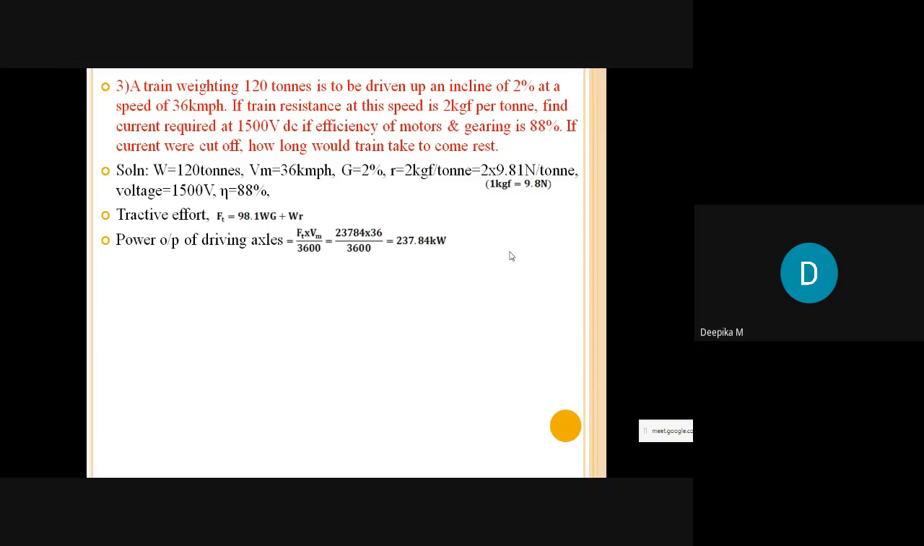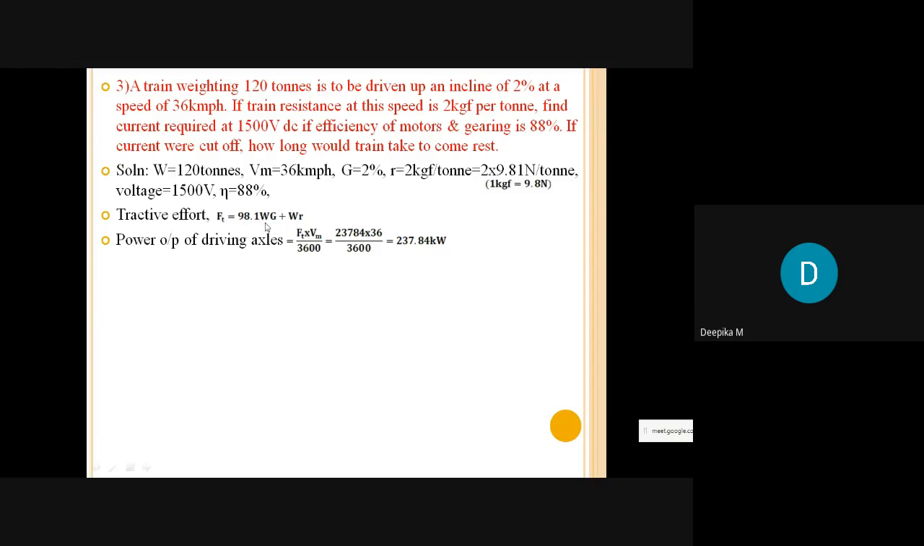Hence, for the power output from the driving axle, again we have the formula. Power, as I told you, is nothing but the rate of work done, that is work by time, or we can write it as force into distance by time, which is the power output at the driving axle. The formula again is Ft into Vm divided by 3600. So Ft value we have to calculate by substituting over here. That step I have skipped here.